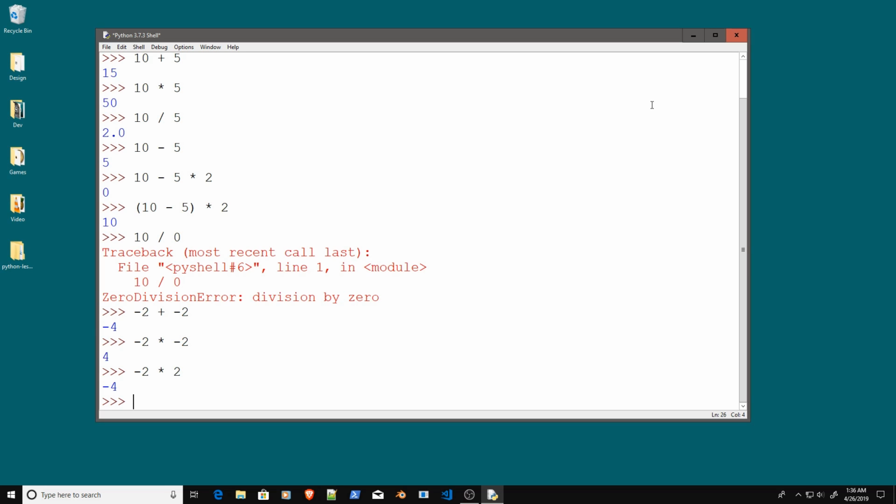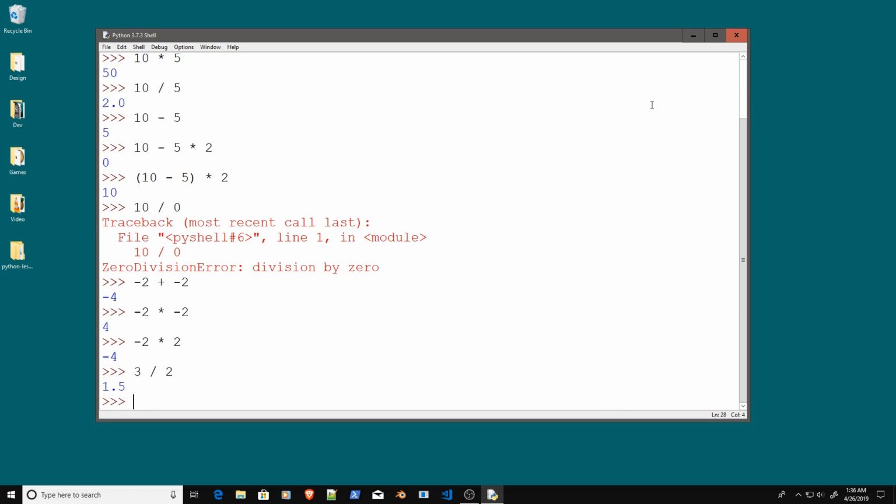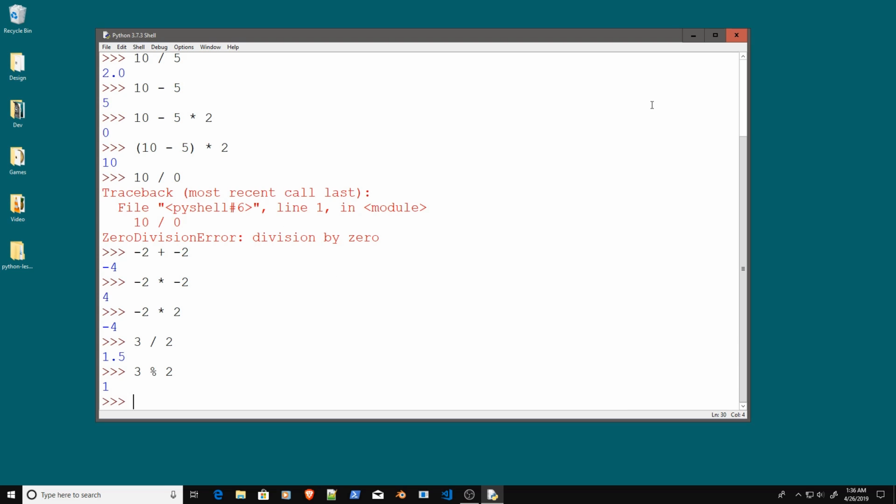In normal long division, you would calculate out the decimal, but if you're doing short division, you would take the remainder and you would say, oh, it goes into it 2 times with a remainder of 2. Well, to do that, we can say 3 divided by 2 is going to give us a decimal 1.5, right? Well, what if we want to get the remainder instead? Well, we can say 3 mod 2, and we had a remainder of 1.